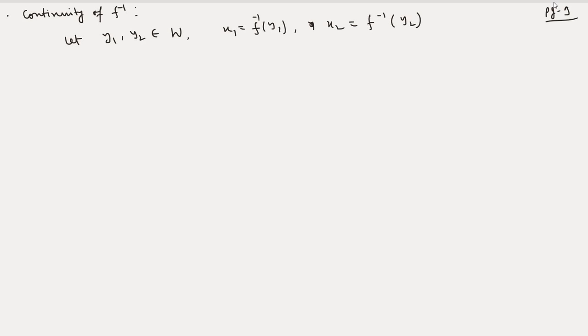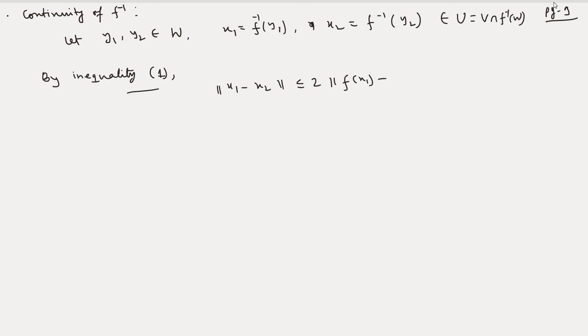Okay, so here this is the restricted function, f restricted on U, and F inverse is the inverse of f restricted on U. So by inequality 1, we have, these are points in U, which is equal to V intersection with F inverse of W. So in particular x1 and x2 are points in V. So inequality 1 implies norm of x1 minus x2 is less than or equal to 2 times norm of f of x1 minus f of x2.